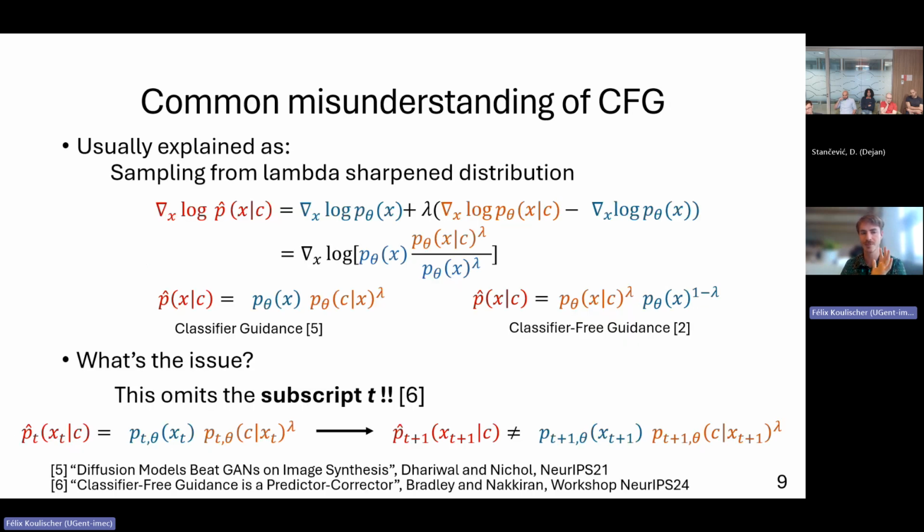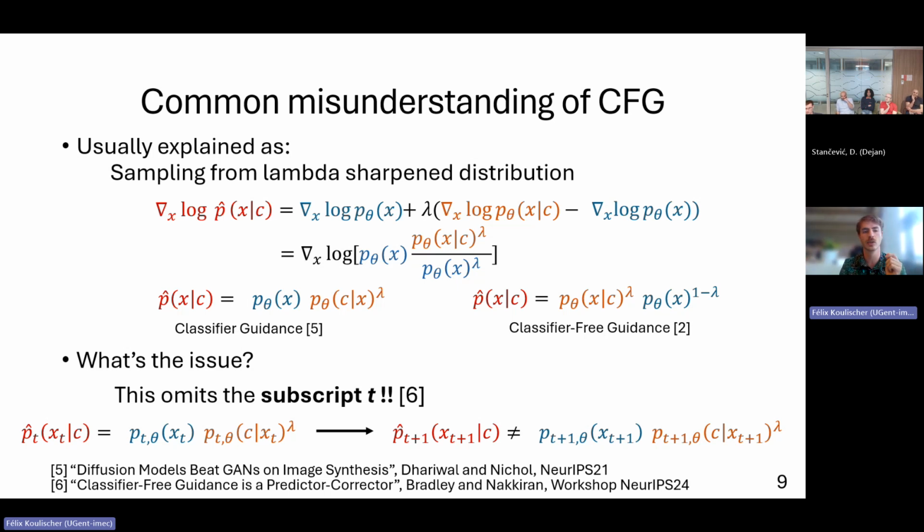Now I'm going to do a small intermezzo. It's not really essential for this talk, but I wanted to take the opportunity to say it because I think it's a common misunderstanding of classifier free guidance, which should definitely be fixed, in my opinion. For those of you that are familiar with it, classifier free guidance is often explained as sampling from a lambda sharpened distribution, as they say.